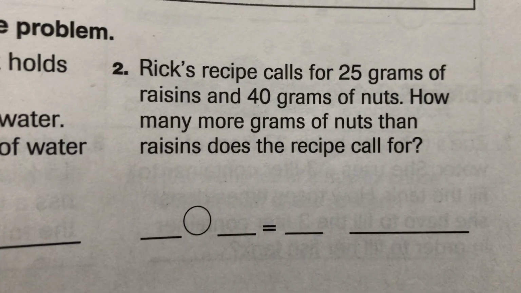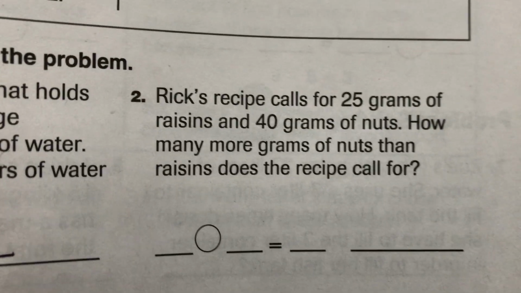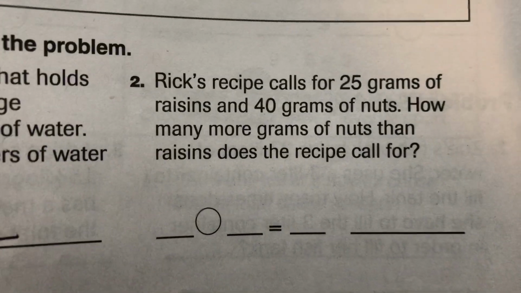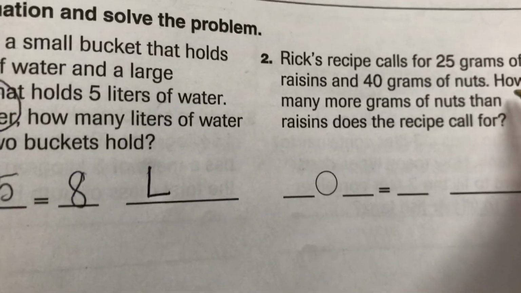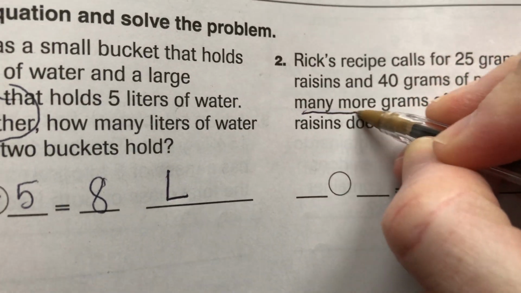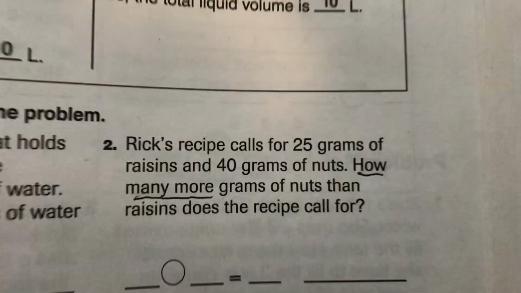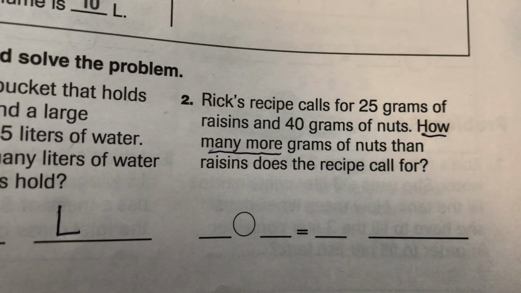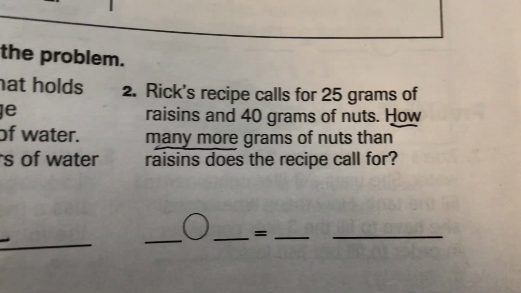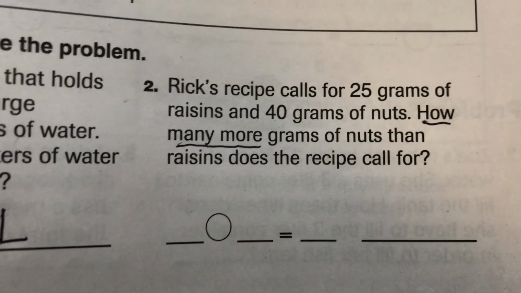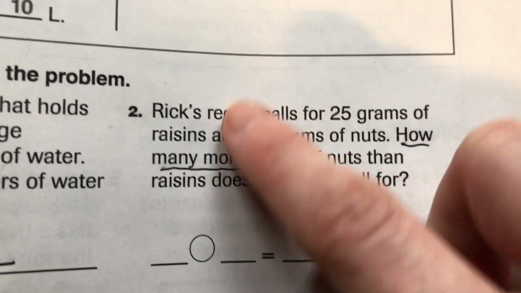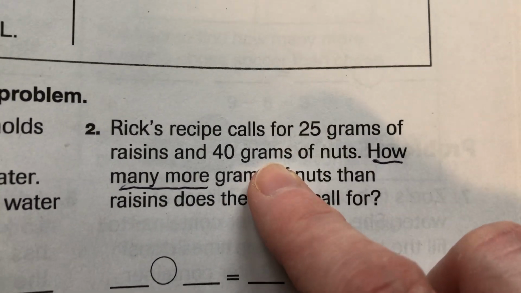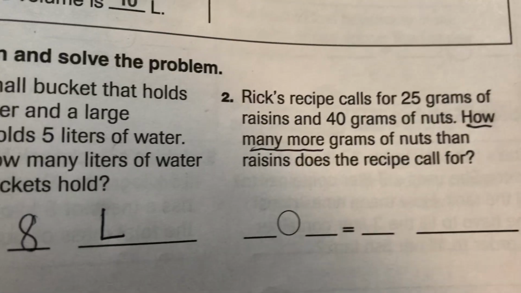Rick's recipe calls for 25 grams of raisins and 40 grams of nuts. How many more grams of nuts than raisins does the recipe call for? This is another one. How many more? Okay, so if one person has more than another person, and you're trying to find out how many more that person has, we're not totaling it, we're not putting it all together. Our number should get smaller. There are more nuts than there are raisins. We want to know how many more. Therefore, we are going to subtract.